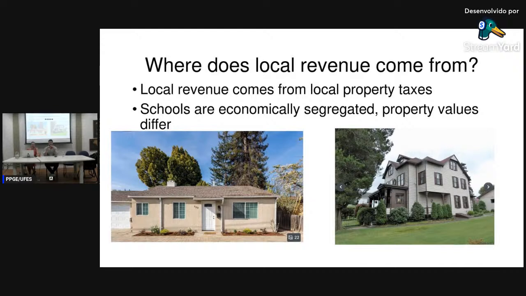And the quality of the schools, in turn, affect real estate prices. So areas with nicer schools, the housing values get higher, and the next district that might not have as good quality schools, it's cheaper to live there.